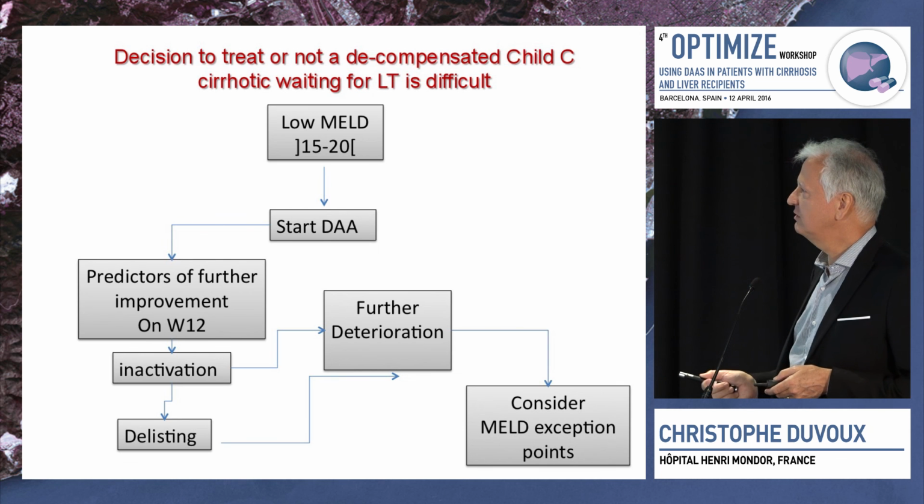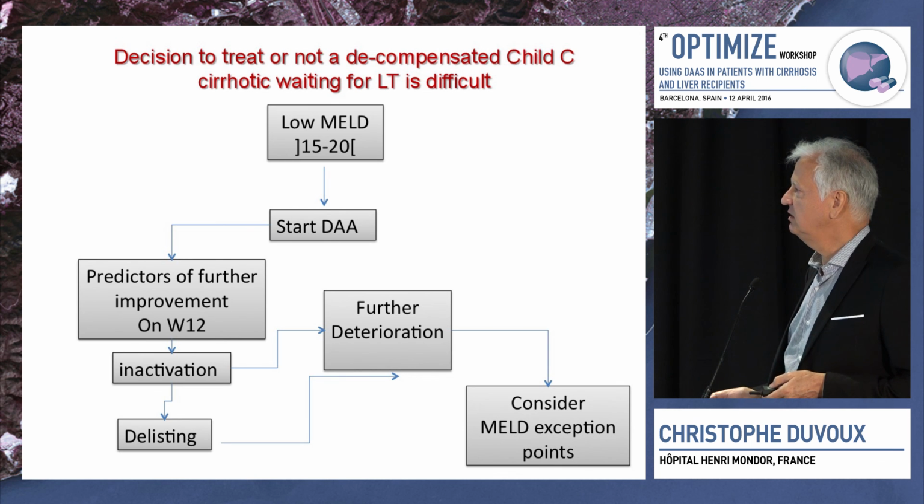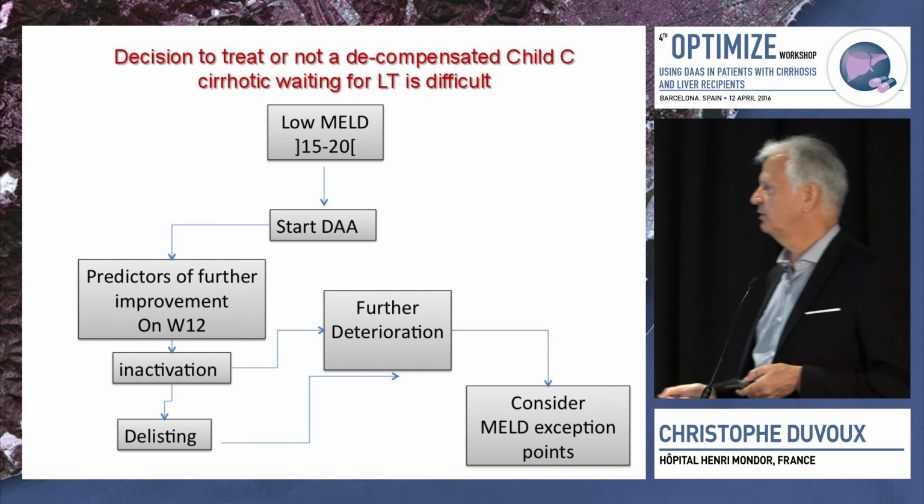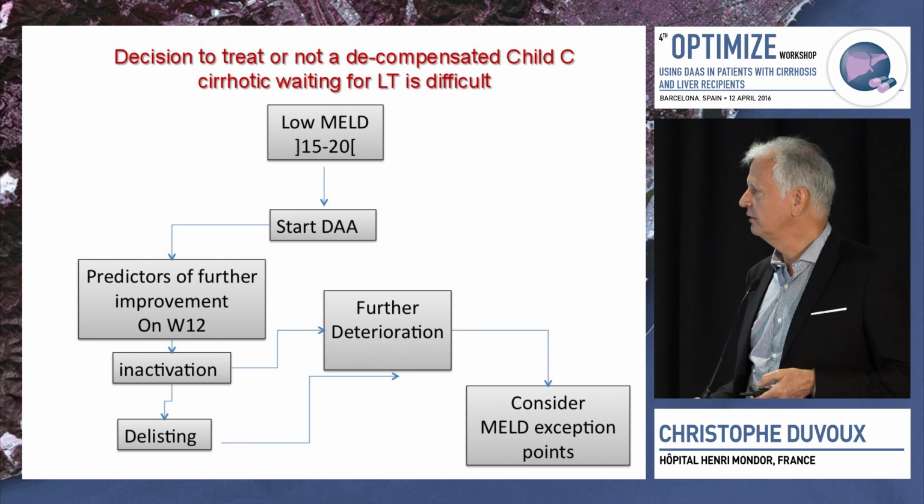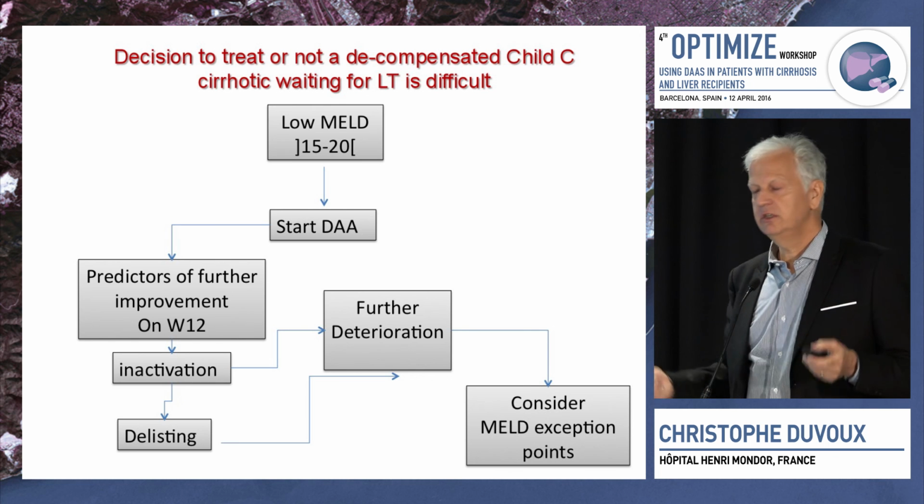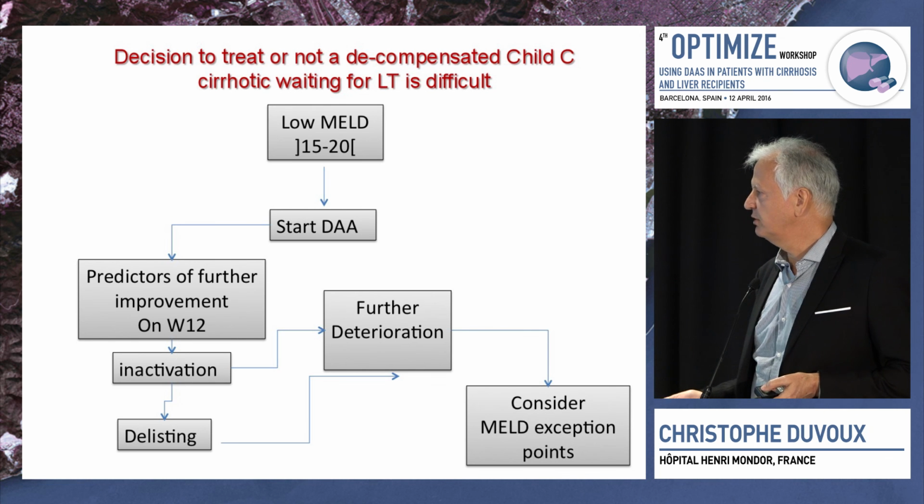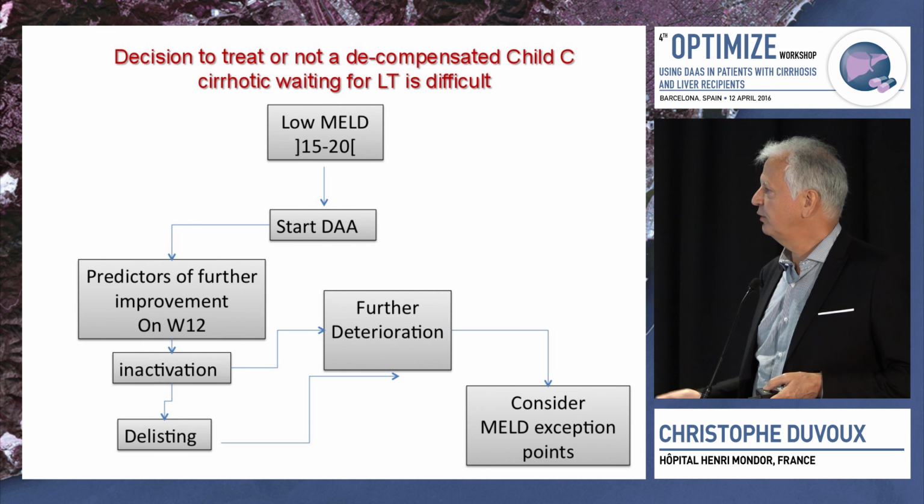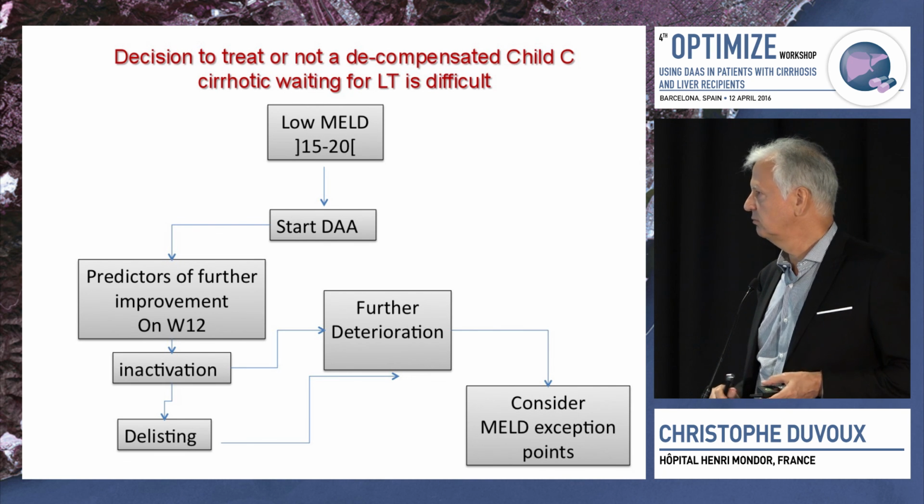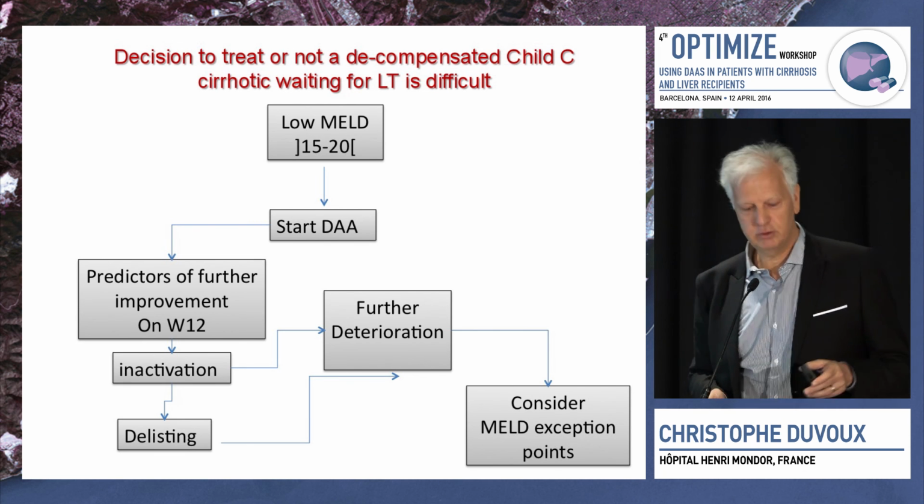And for the easiest patients, low MELD score between 15 and 20, quite easy, we start with DAA. And we analyze the predictors of further improvement at week 12. If there is clearly an improvement with a reasonable option and probability, inactivation and delisting. If the patients further deteriorate, we have the option to consider MELD exception points. These are my suggestions. I thank you for your attention.